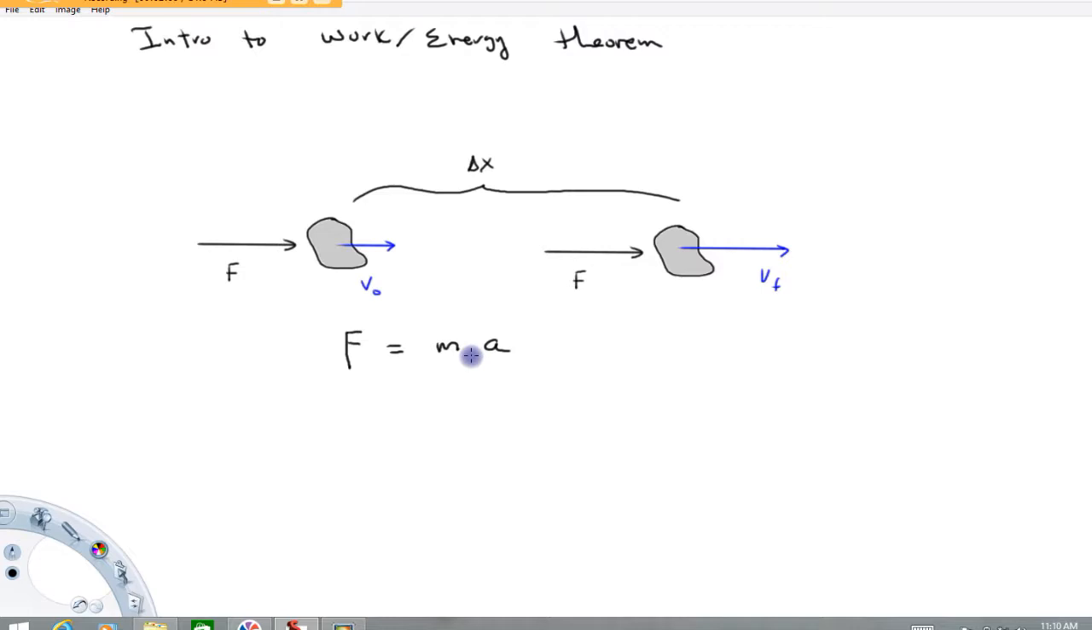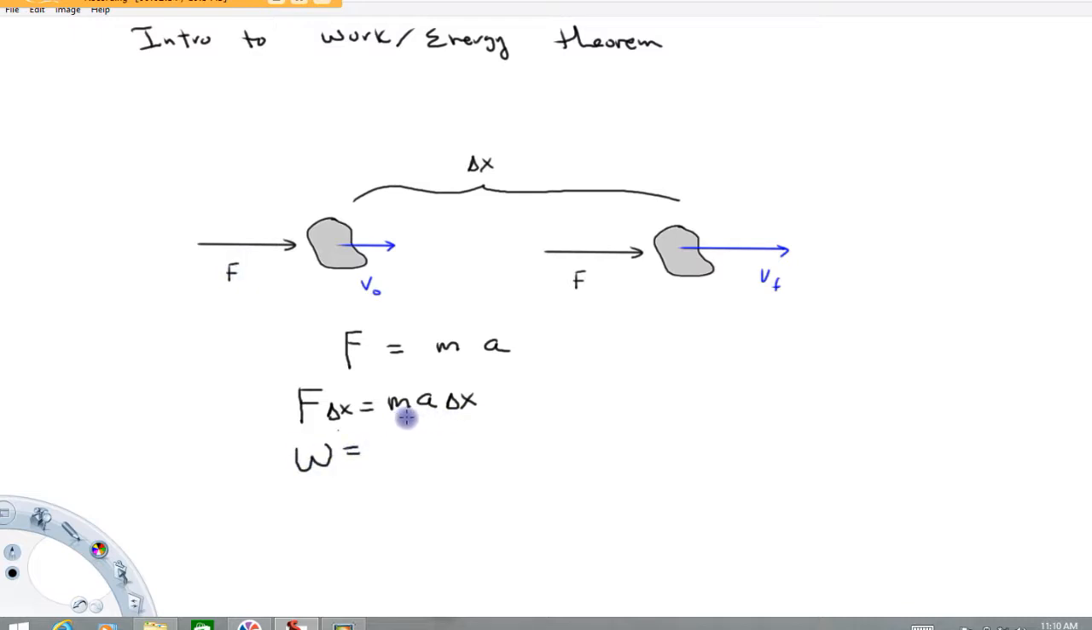Now, I want to see how work is involved. Well, you'll notice there's a force here on the left. I can turn this into a work term by multiplying it by the distance delta x. So I'm going to do that. Force times delta x equals. Now, if I multiply the left-hand side by delta x, I also have to multiply the right-hand side by delta x. The left-hand side is now the work done by this force.